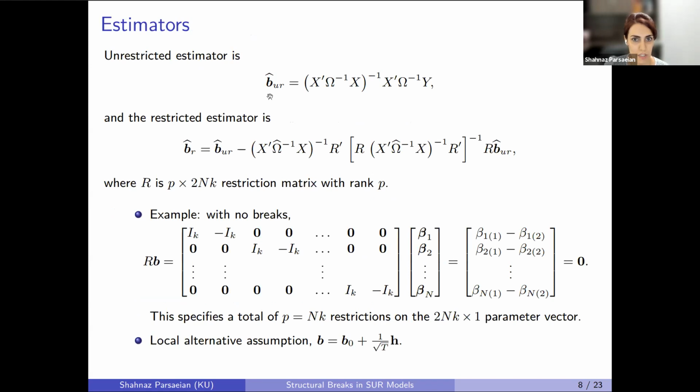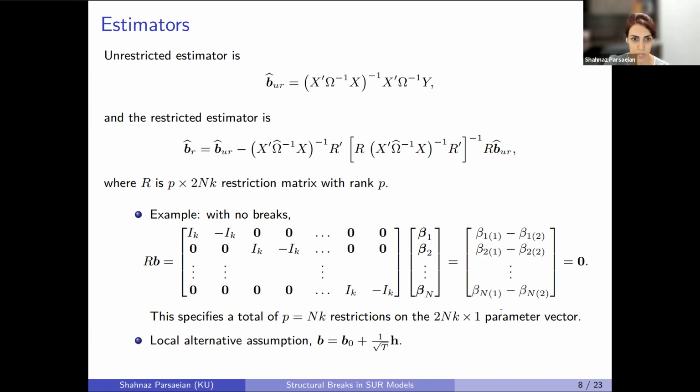All right, so this is the unrestricted estimator, which I'm estimating using GLS. And here is the restricted estimator, where R is the restriction matrix with rank P. So for instance, if we wanted to put the restriction that there is no break, then R has this form. At the end, you can see that the multiplication of R by the slope coefficient has this form. So basically, there is no break for any individual. So it's ignoring the break.